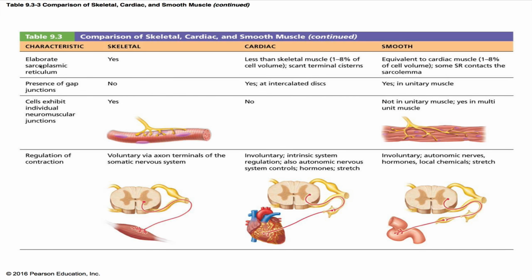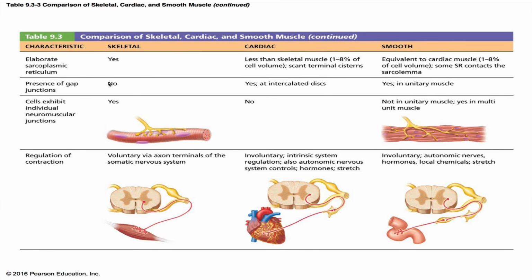Is there an elaborate sarcoplasmic reticulum? Yes, we've seen this in skeletal muscle. There is an elaborate SR. In smooth muscle, it's equivalent to that of cardiac muscle. There's some SR that does make contact with the sarcolemma. In cardiac muscle, again, less than skeletal muscle, 1 to 8% of the cell's volume, and they have these scant terminal cisterns that we see.